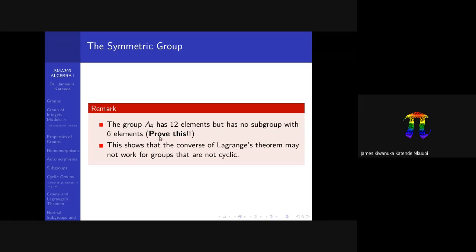Earlier on, we had already proved that the converse of Lagrange's theorem always works for cyclic groups. But if the group is not cyclic, it's possible that the converse may fail, that you may fail to have a subgroup whose cardinality is a factor of the order of the group. So it's a group with 12 elements, but it cannot have a subgroup of 6 elements. But for cyclic groups, the converse always works. We saw that earlier.